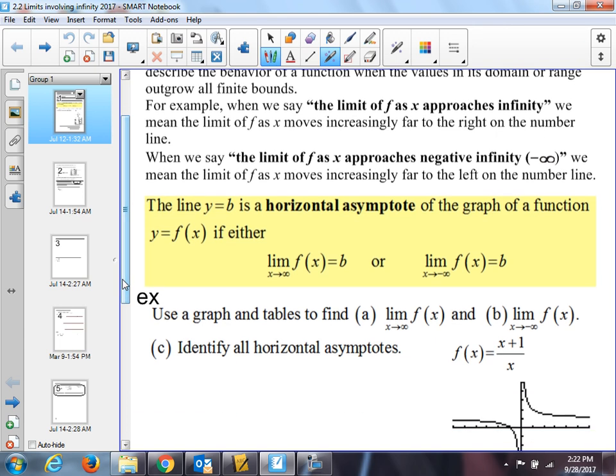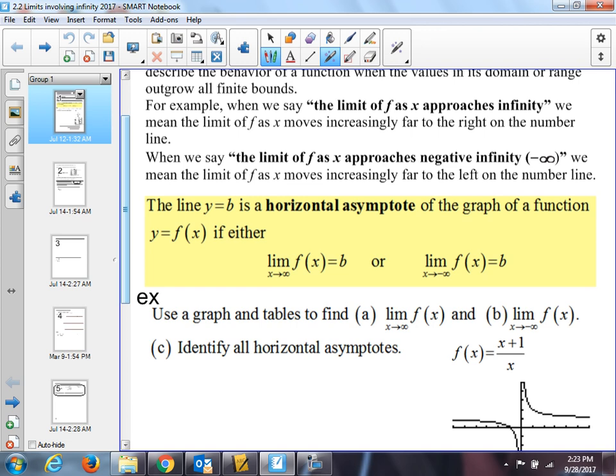For example, when we say the limit of f as x approaches infinity, we mean the limit of f as x moves increasingly far to the right on the number line. Just as long as you don't think infinity is a value. When we say limit of f as x approaches negative infinity, we mean as you go to the left on the number line.